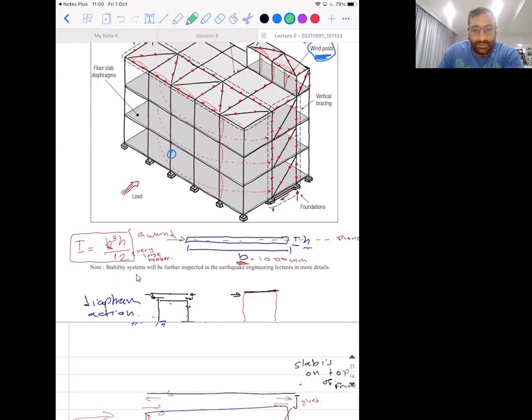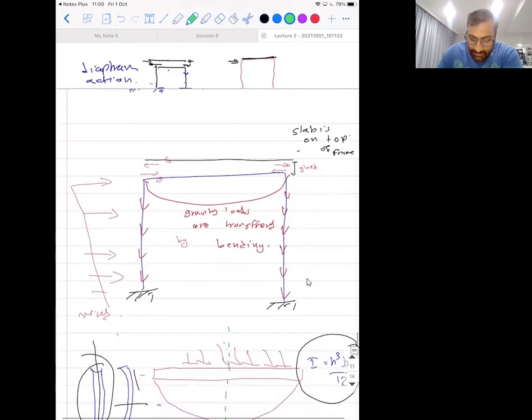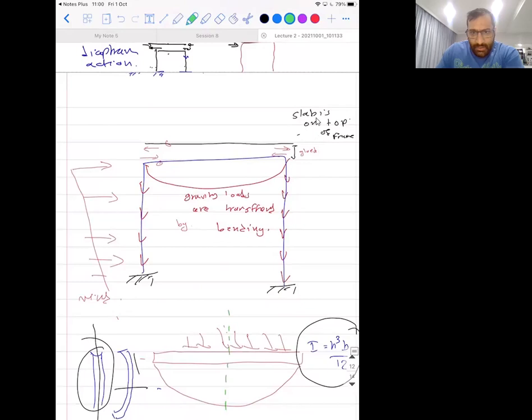Stability. Note that stability systems will further be inspected in earthquake. All right. So let's see. Here I explain it even better. So we have this node and this node. So the slab sits on top of a frame. We're explaining diaphragm action again for the third time.